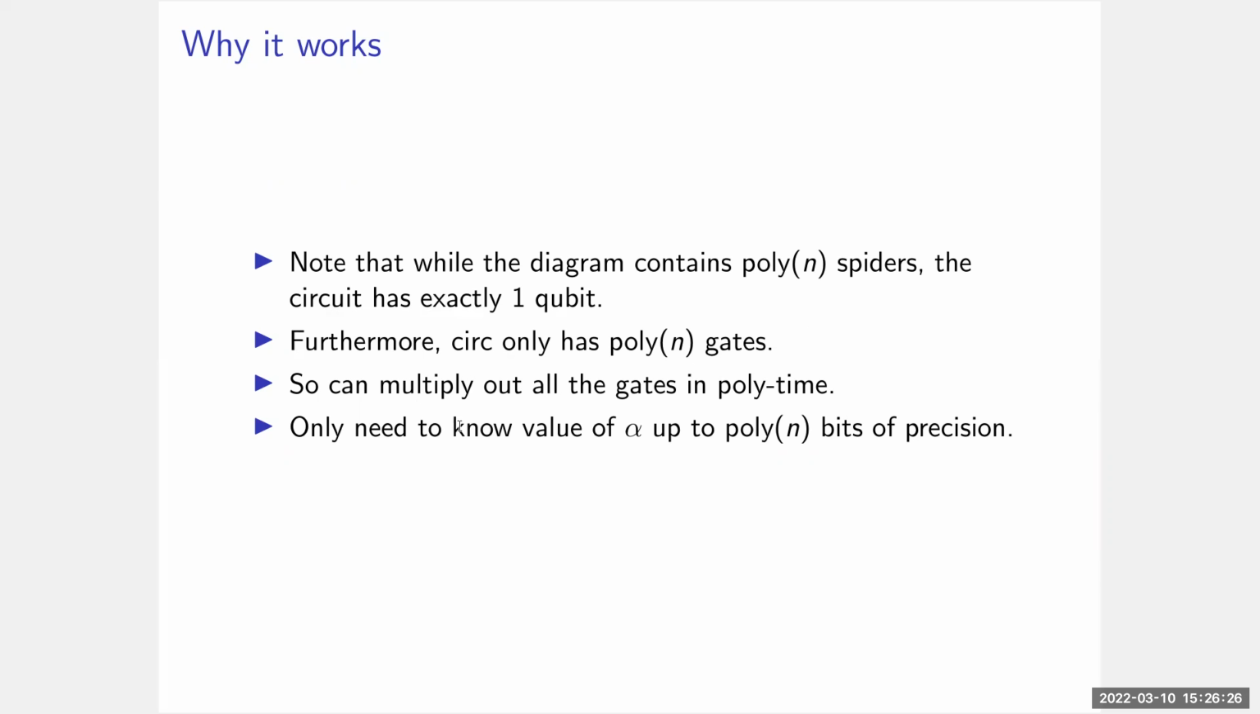And then, we also only need to know the value of alpha up to a polynomial number of bits of precision, because it's like a fraction of one half to the n. So if we know n bits of precision or 2n bits of precision, we can definitely determine it up to a close enough value. So all of this works out, and it's all polynomial time.